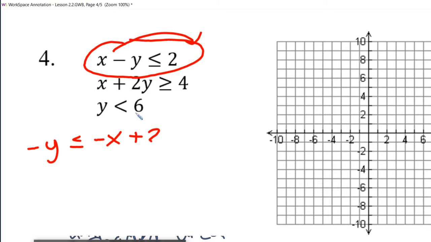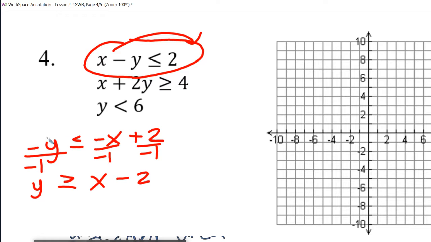Is y by itself? How do I get rid of the negative up front? Divide all 3 of these by negative 1. And when you are solving an inequality, what do you have to remember to do when you divide by a negative? Flip the sign. So instead of less than or equal to, it's greater than or equal to. And your negative divided by a negative becomes a positive. And 2 divided by negative 1 is negative 2. Now this one is ready to graph.